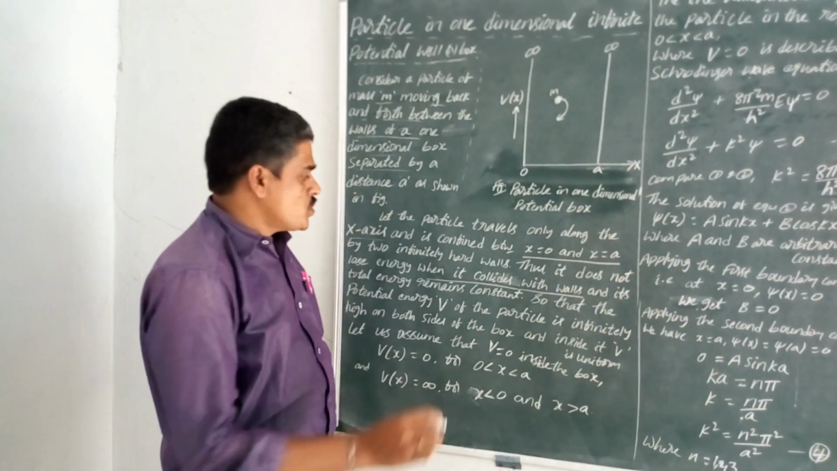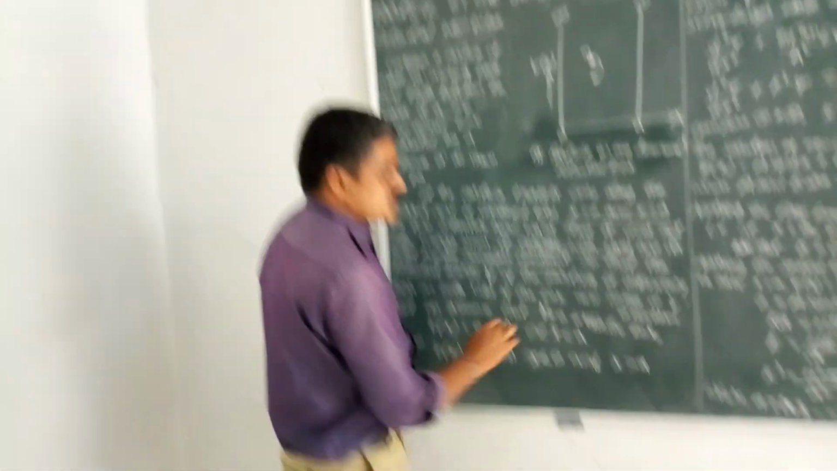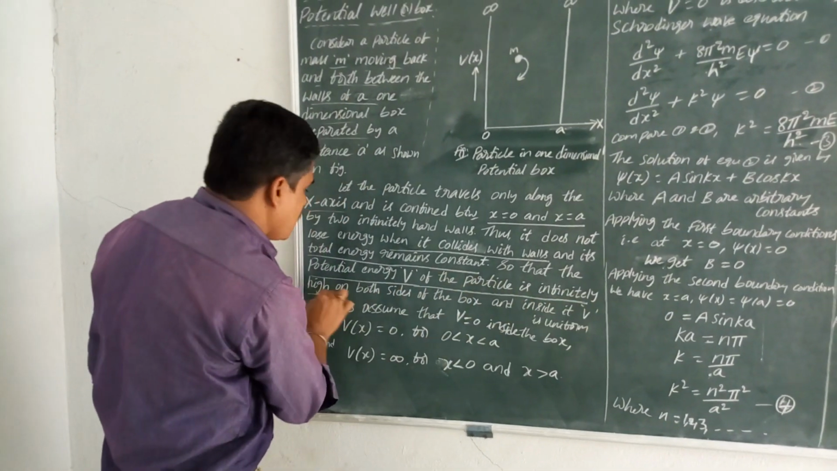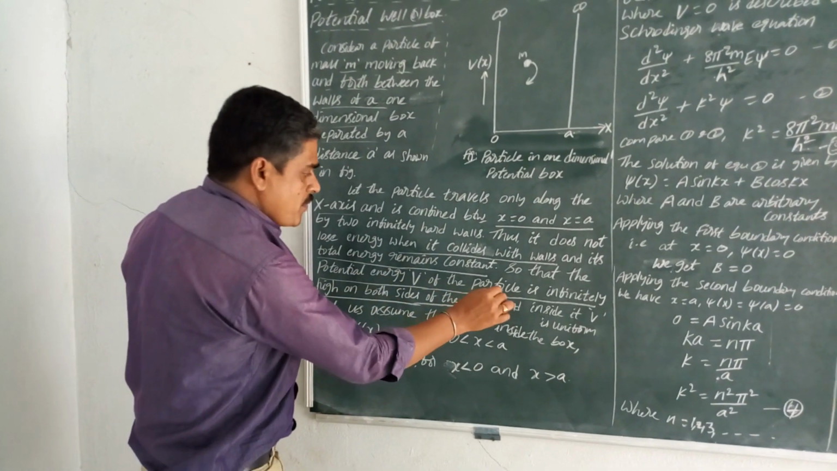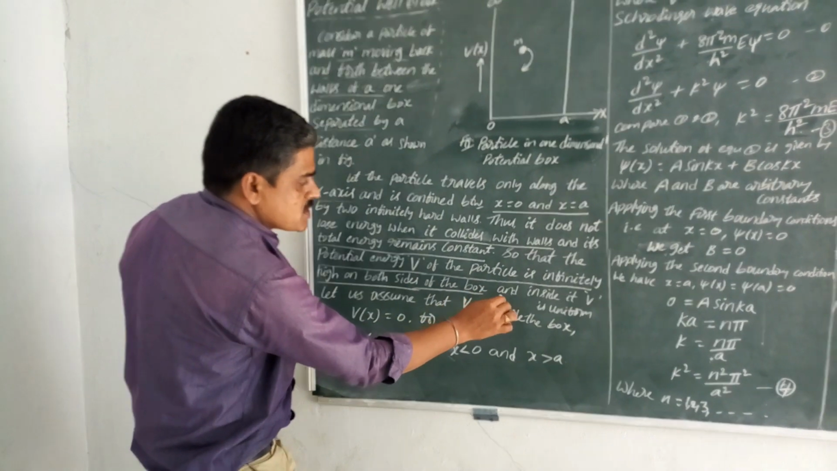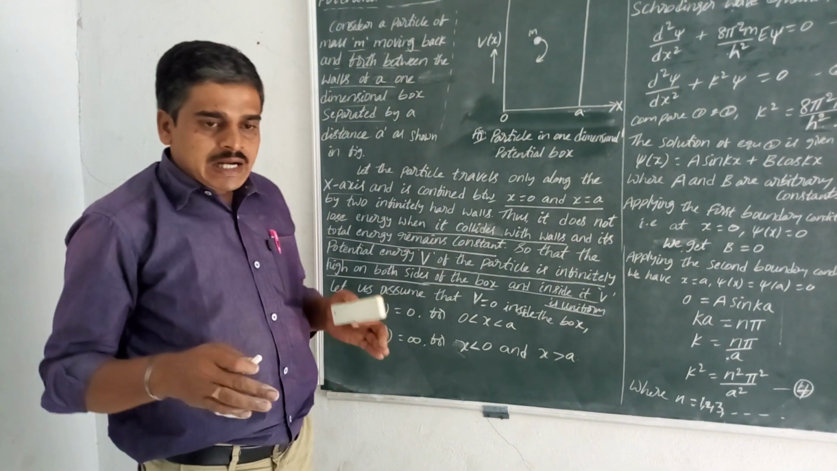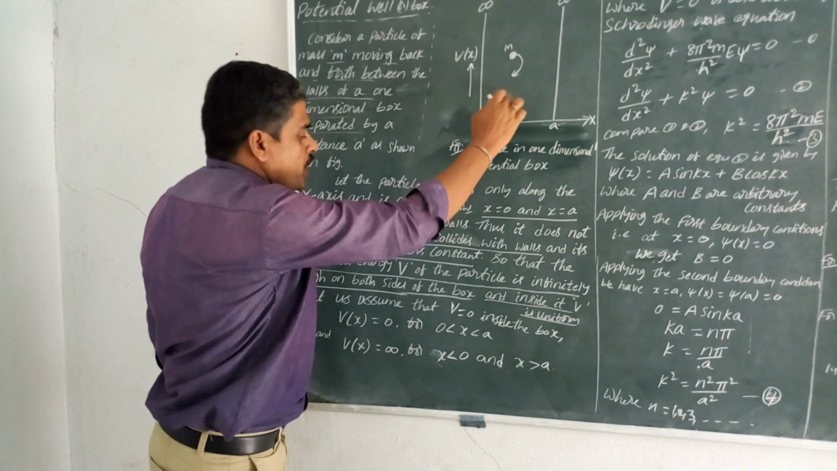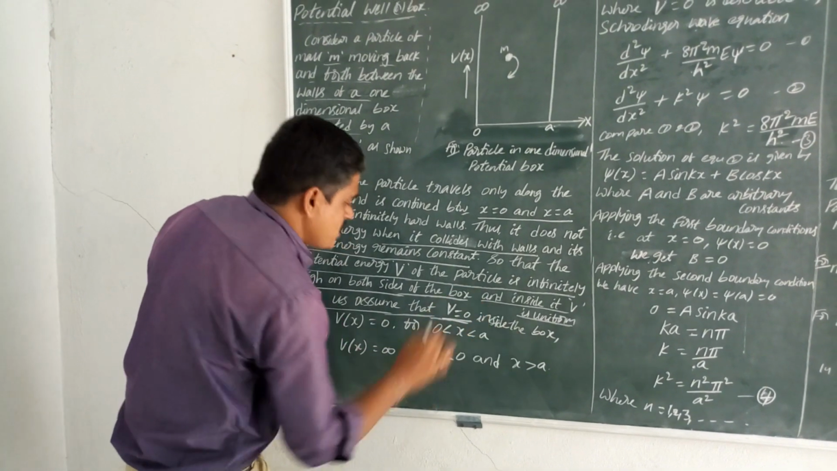Thus it does not lose energy when it collides with the walls, and its total energy remains constant, so that the potential energy of the particle is infinitely high on both sides of the box. Inside the box, the potential energy V is uniform. Let us assume that the potential energy V is equal to 0 inside the box.